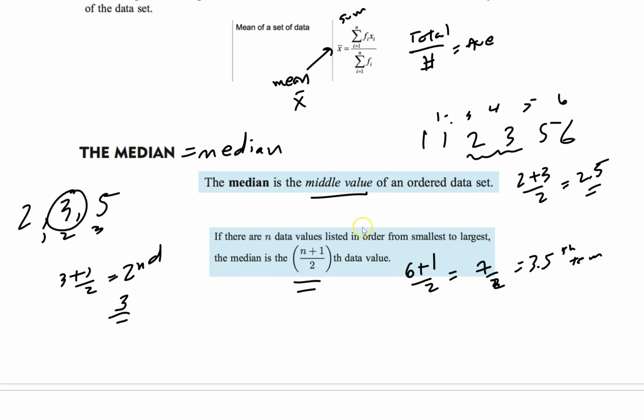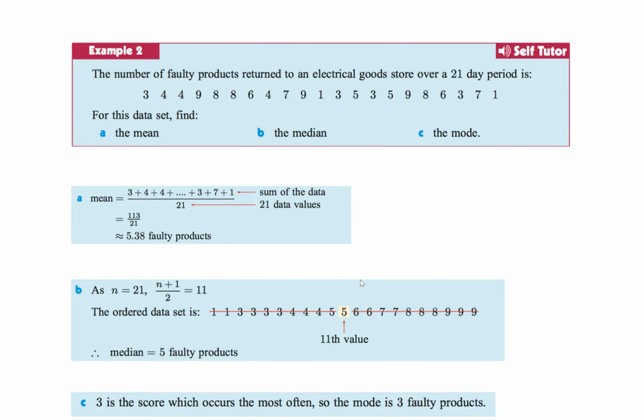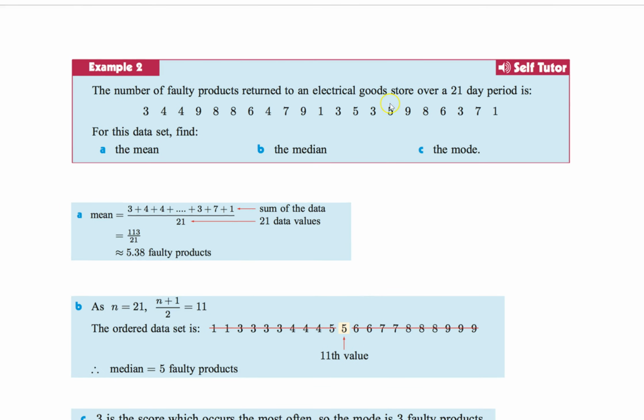That's very important when we start talking about frequency and it gets a lot more complicated. But that's the median. Okay, now let's look over some examples. So look at this first one here. The number of faulty products returned to an electrical goods store over a 21-day period. That just means the first day, 3 products returned, the second day, 4 products returned, third day, 4 products returned, etc. So you get to the 21st day. So you already know there's 21 days, 21 numbers.